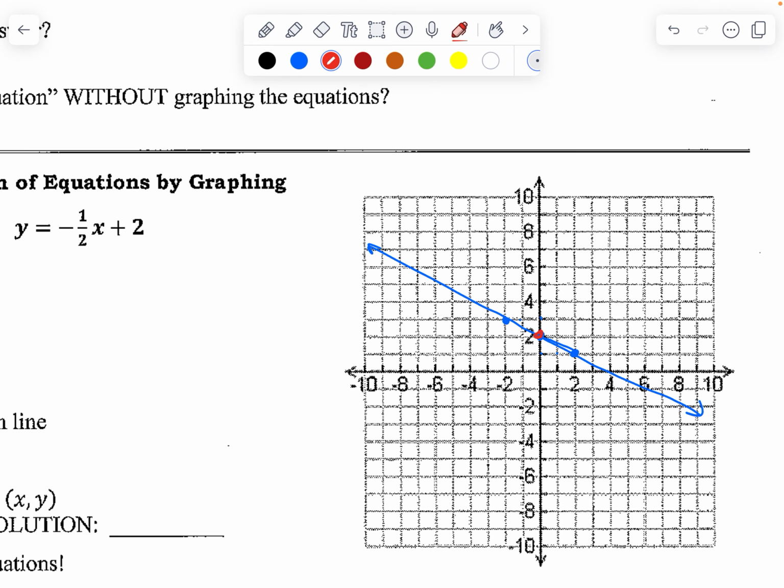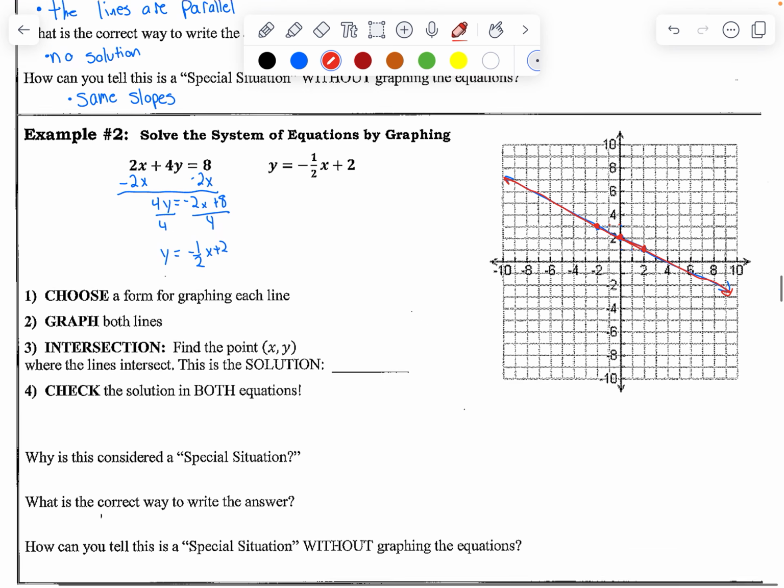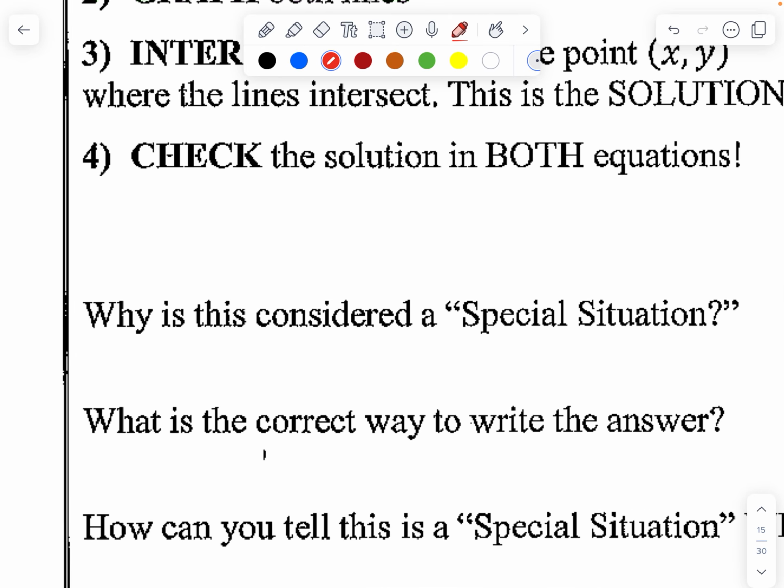So we start by going up 2. And then the slope is rise 1, run 2. And we go out the direction. And so we end up with the same exact thing. So why is this considered a special situation? Because the lines were the exact same. The lines were overlapping.